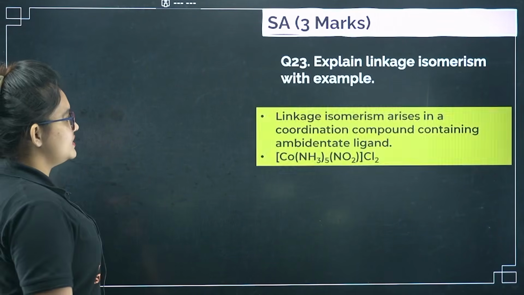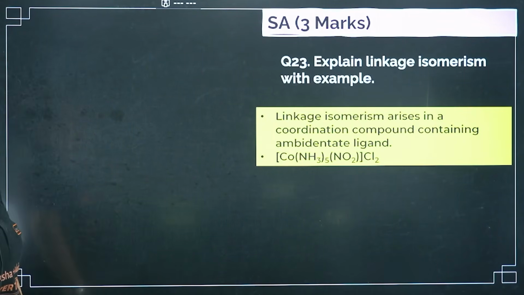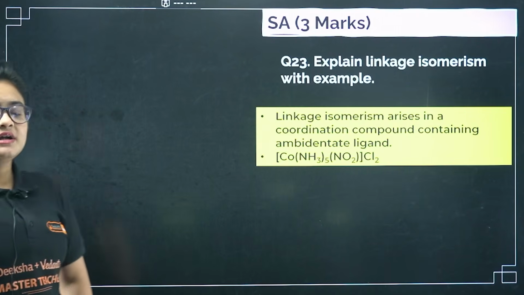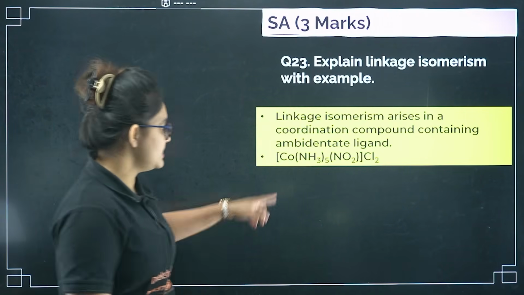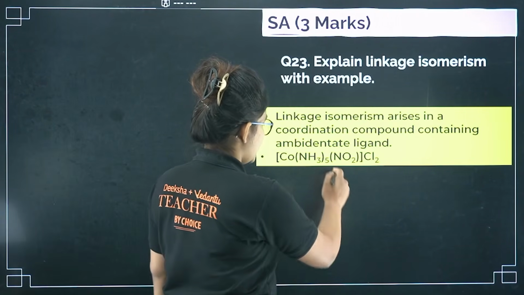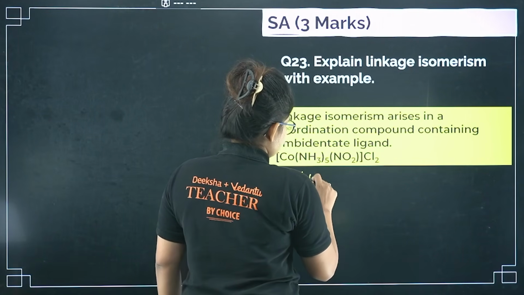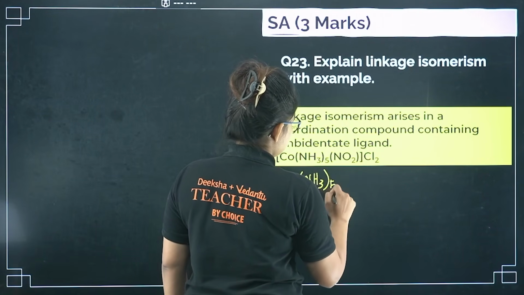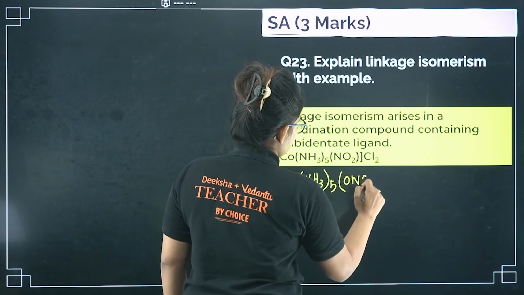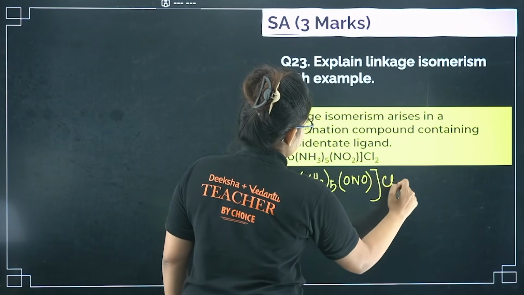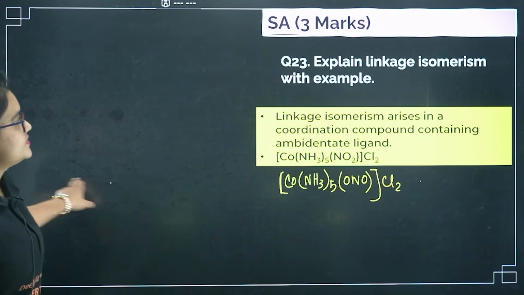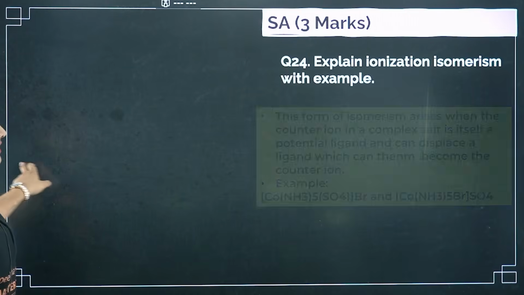Explain linkage isomerism. Linkage isomerism arises in a coordination compound containing an ambidentate ligand. Here you can see for this particular compound the nitrogen end is binding. If I want to write the isomer, then it will be something like this, ONO-Cl2, right?